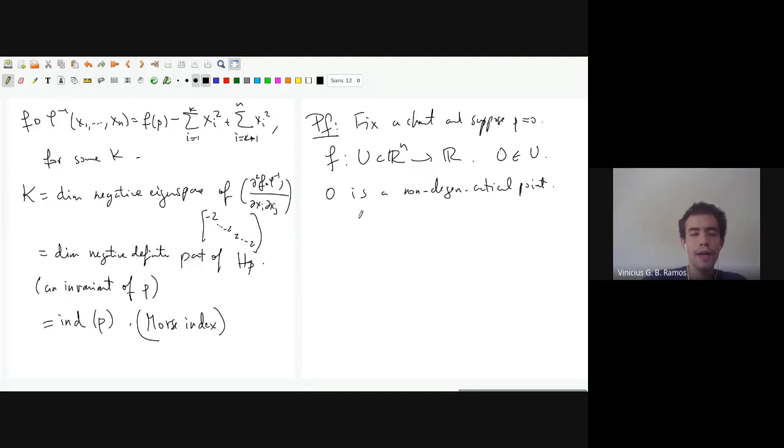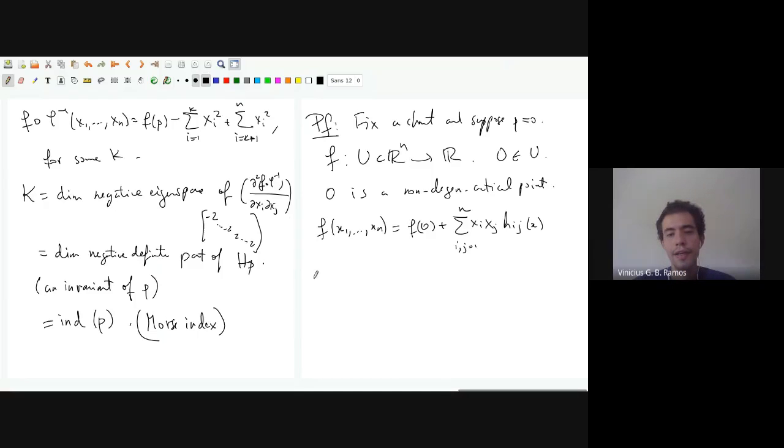So then I claim that we can write F like this. F of x1 to xn can be written as F of 0 plus the sum of xi xj times some function hij of x, for i, j going from 1 to n. And why is that? Well, this is basically a consequence of the fundamental theorem of calculus.